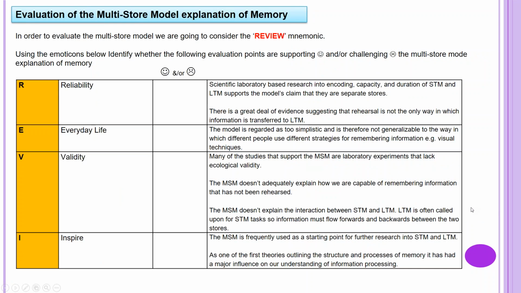And here we provide you with some evaluation of the multi-store model. Using the emoticons below, identify which of the following evaluation points are supporting and which are challenging the multi-store model of memory. I'll leave this up to you.